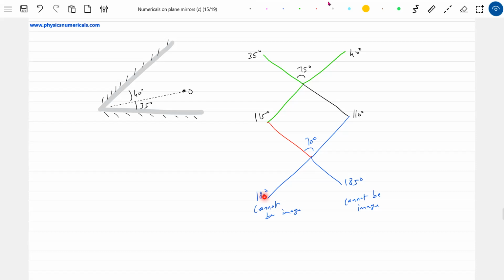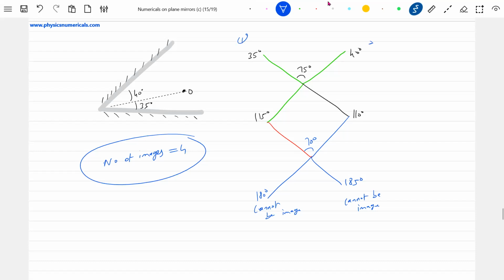So why can't you take this 180? No, any angle greater than or equal to 180 degrees cannot form an image. So the number of images will be how much? It will be 4. 1, 2, 3, 4. Got it?